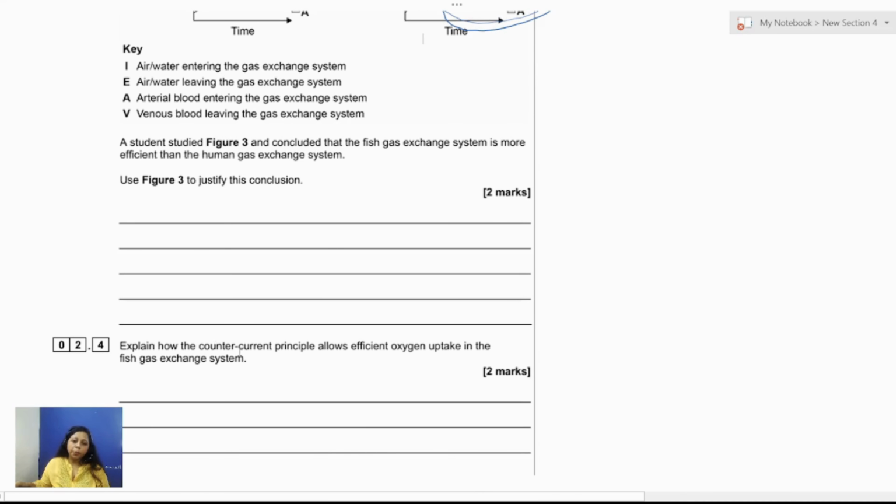Explain how the counter current principle allows efficient oxygen uptake in the fish gas exchange system. Now it's counter current. If one thing is moving in a clockwise direction, the other would be going in an anti-clockwise direction. In the opposite direction, yes. So blood flows in the opposite direction, so a concentration gradient is maintained. Maintained where? Lamella. Okay, good.